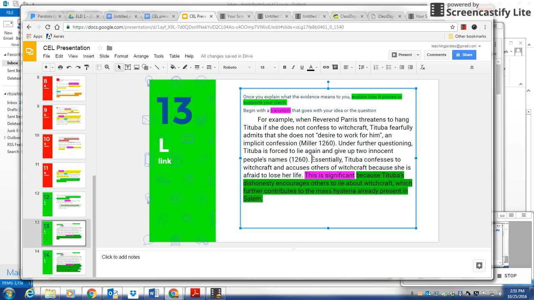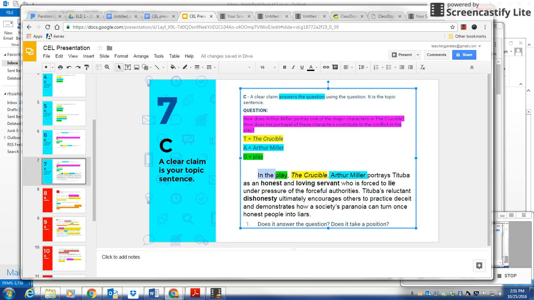Let's start from "essentially" and read down to "Salem." Essentially, Tituba confesses to witchcraft and accuses others of witchcraft because she is afraid to lose her life. This is significant because Tituba's dishonesty encourages others to lie about witchcraft, which further contributes to the mass hysteria already present in Salem. Now, does this sentence here connect back with the claim? Let's see.